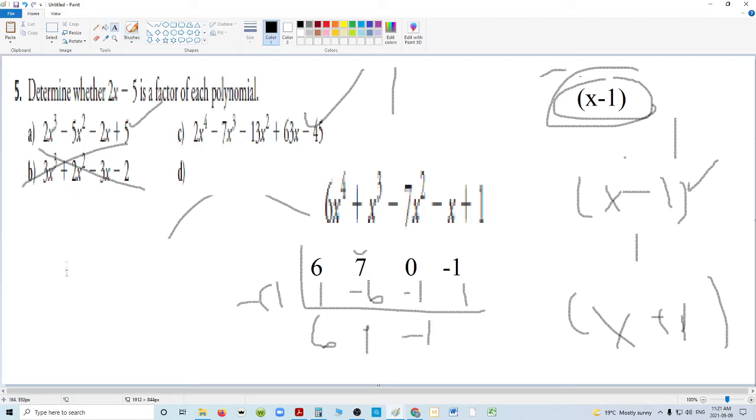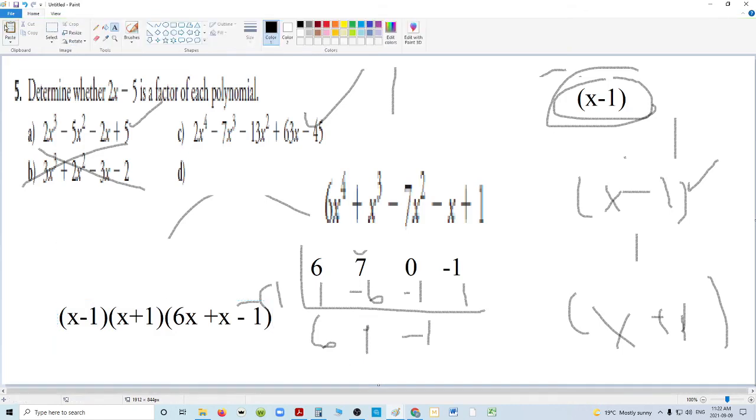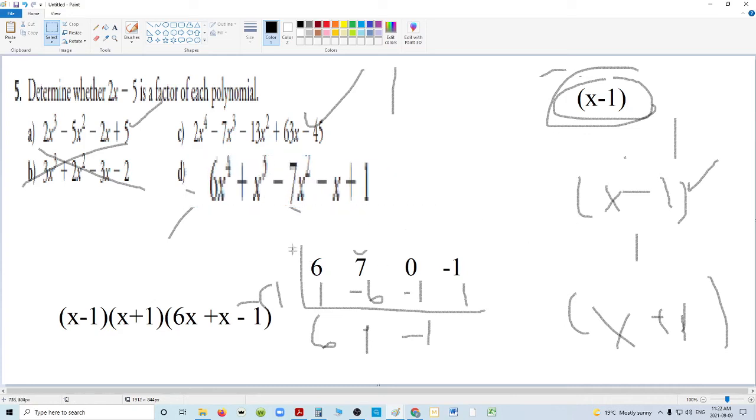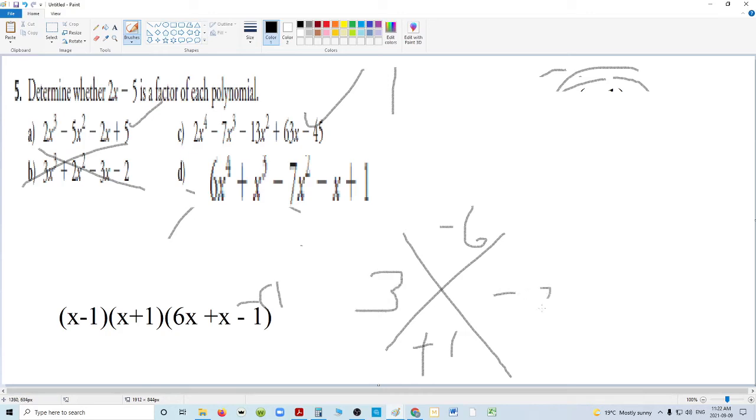So now I'm left with 6x squared. This is what I'm left with ultimately: 6x squared plus x minus 1. So far so good. The big question is, can I factor the last one into anything that resembles 2x minus 5? And to do that, we're looking for something that multiplies out to minus 6 and adds up to plus 1. And indeed, we discover that it's plus 3 and minus 2.